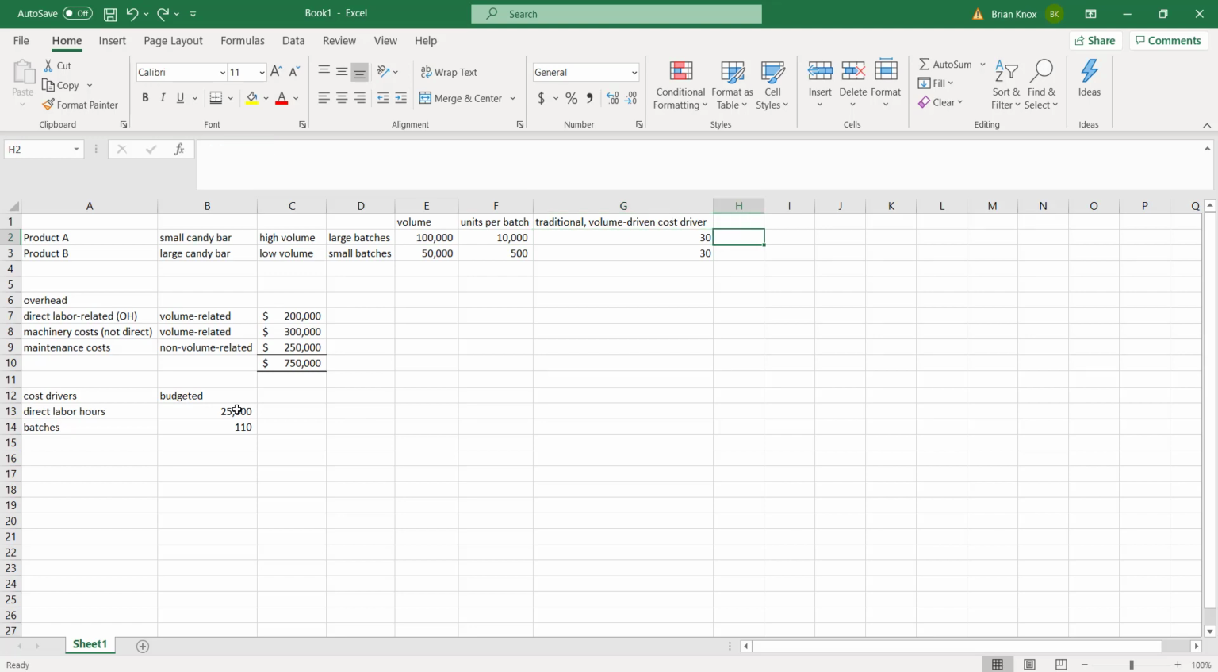So now we can go ahead and apply overhead. I know that the number that we've gotten here is kind of unrealistic. I mean, we have small candy bars and they're going to be assigned $30 of overhead. We'll just go with the example. These are the numbers we have. It is what it is.